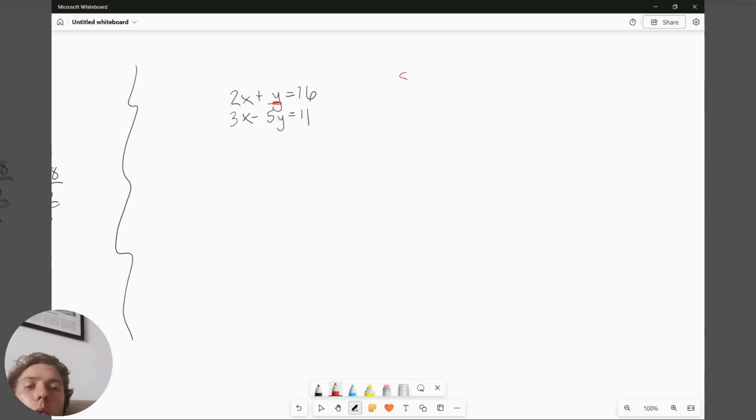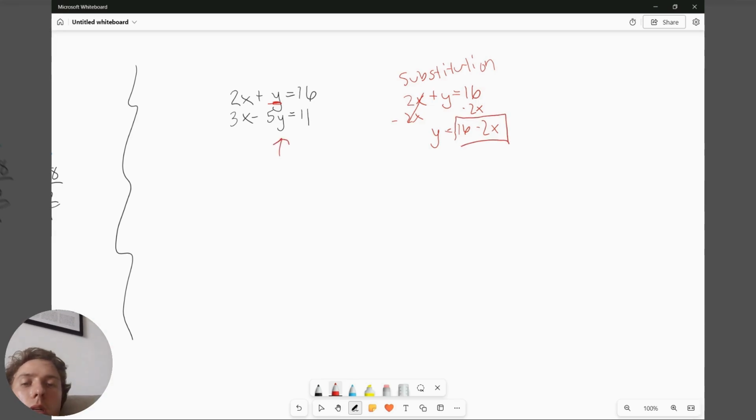So for example, if I wanted to use substitution, I might start the problem like this. I could move the 2x away and get y by itself. 16 minus 2x. That would then allow us to use our substitution process. I could take what y is equal to, plug it into one of those variables, and we'd end up getting 3x minus 5, replace the y, and then we would proceed with our substitution process. That's one option you might take on this problem.